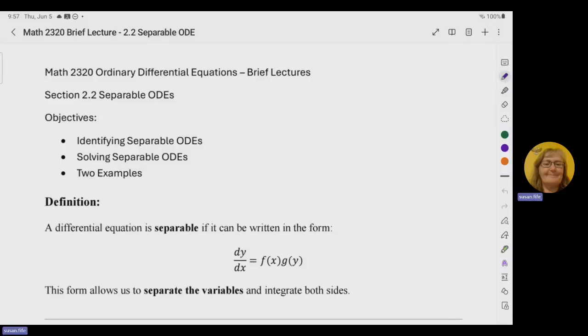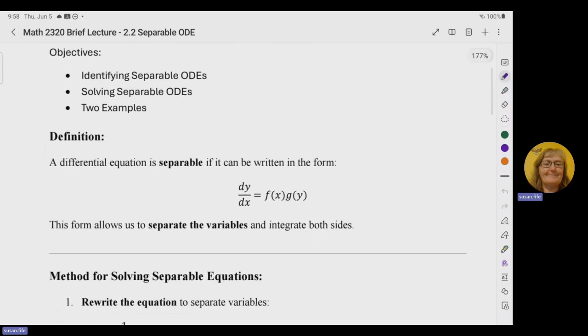Hello, I'm here with a brief lecture on section 2.2, separable ordinary differential equations. We're going to identify separable ODEs. We're going to solve a couple of separable ODEs given two examples.